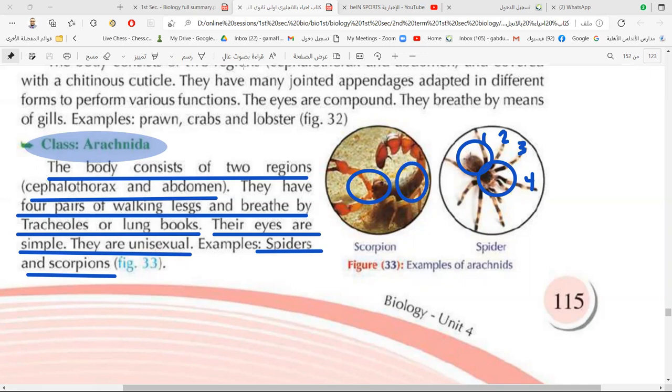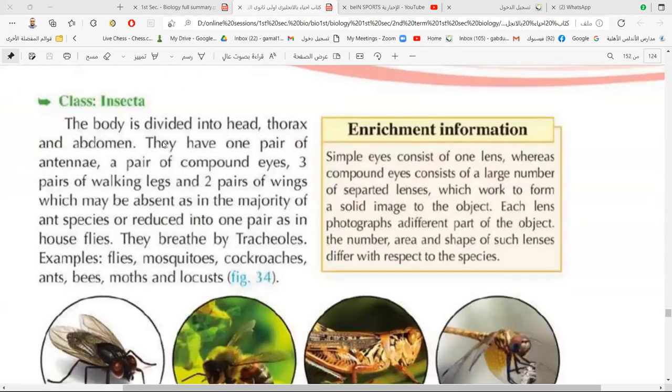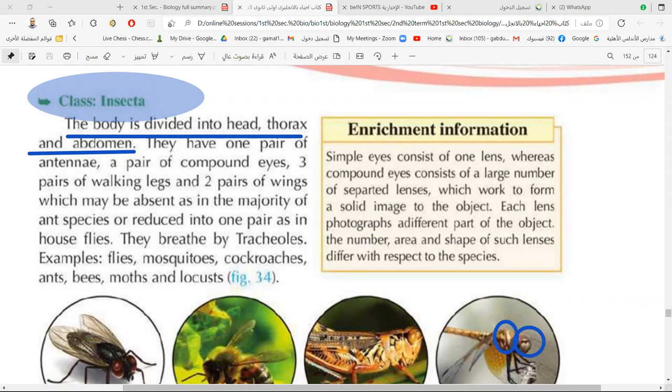The last class in phylum Arthropoda is class Insecta, طائفة الحشرات. The majority of living organisms living on the earth are from Insecta. They have a big number on planet Earth. The body is divided into head, thorax, and abdomen. We have three parts of the body, not two parts only like Arachnida and crustaceans.